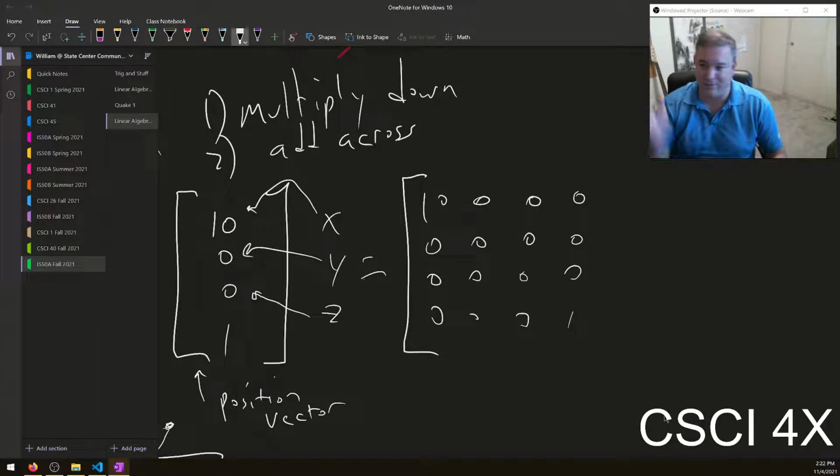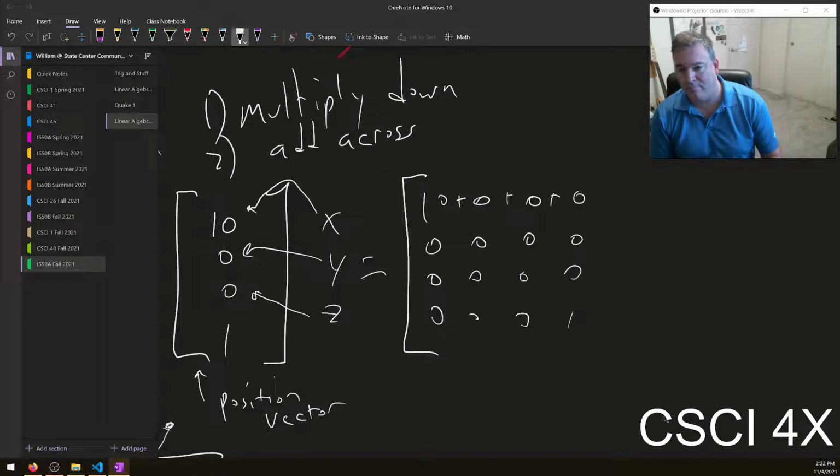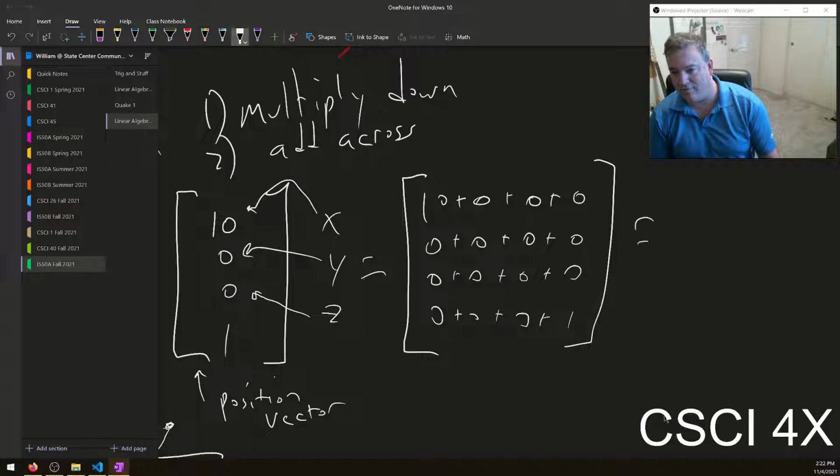You take this vector, you turn it sideways, and you multiply this number times the first column, this number times the second column, third column, and fourth column. You multiply them down, and then you add across. Is matrix math binary? No, it's not binary. Maybe I shouldn't have used 10. And you add them across, and you get this 10 0 0 1.